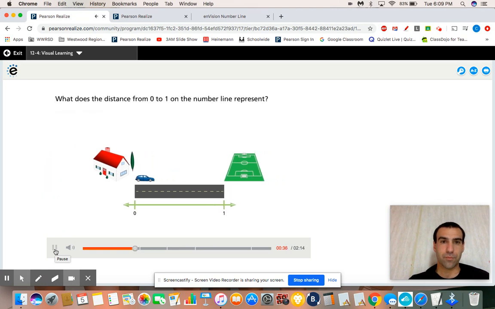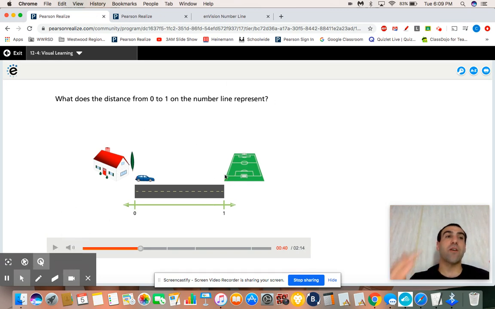What does the distance from 0 to 1 on the number line represent? Take a minute real quick and think about that off this picture that you're seeing here and the question that they're asking. What does this number line represent? Starting from 0 and ending at 1, what is it representing? I'll give you guys a minute.